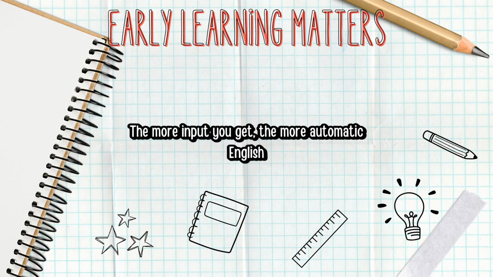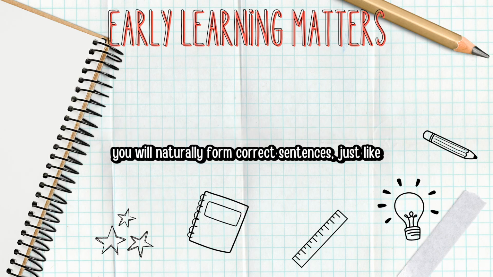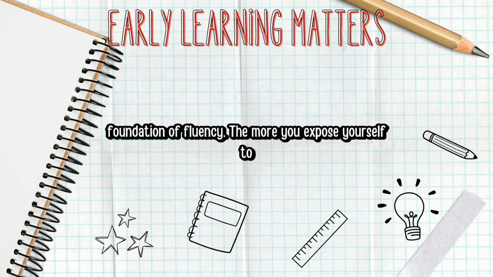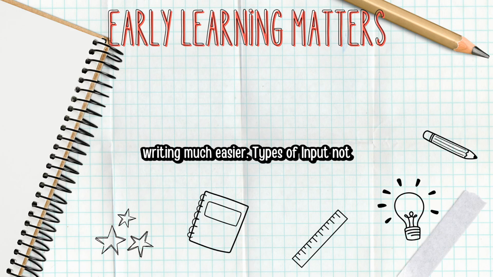The more input you get, the more automatic English becomes. Instead of thinking about grammar rules while speaking, you will naturally form correct sentences, just like how native speakers do. This is why input is the foundation of fluency. The more you expose yourself to English, the more your brain absorbs it, making speaking and writing much easier.